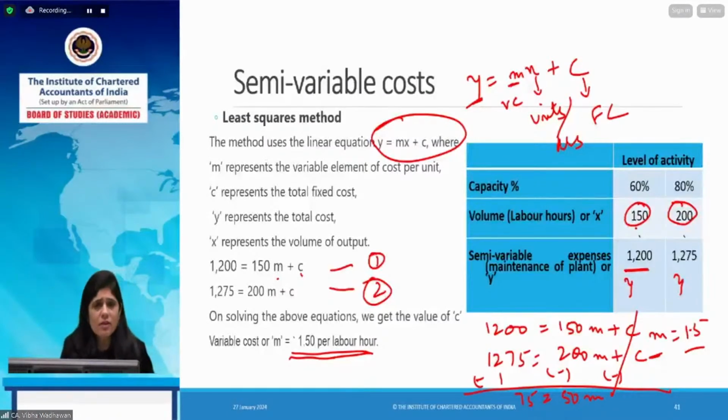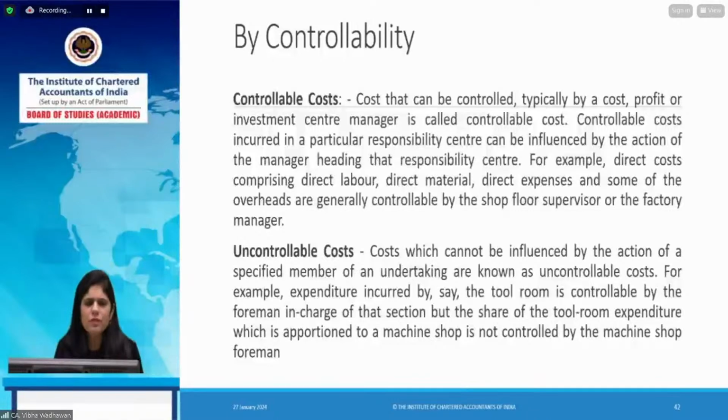Any of the methods can come in the exams. This is the most popular and more accurate, the least square method. In all the methods, we calculate the variable cost, and the balance comes out to be fixed cost. Is it clear? That is one thing you need to remember. So these are the semi-variable costs we have segregated into fixed and variable cost. Let's move further.